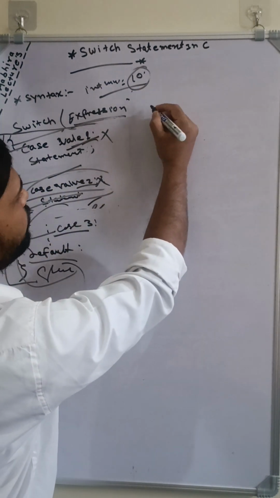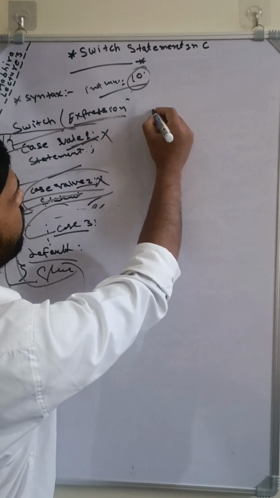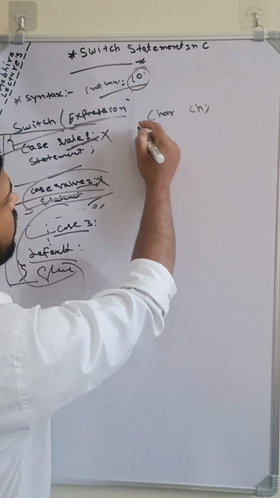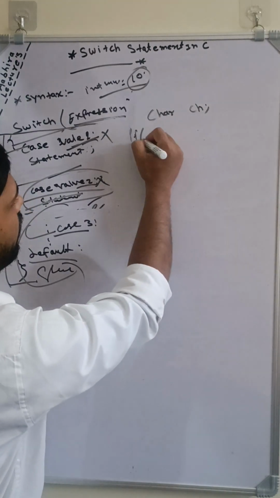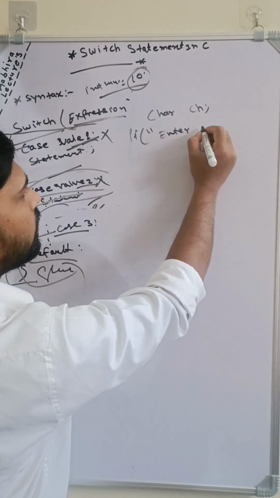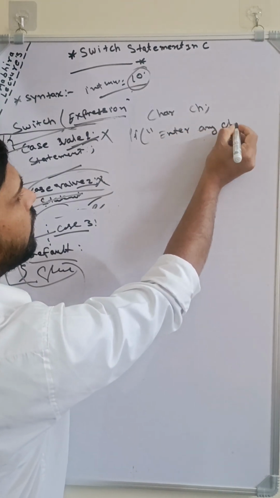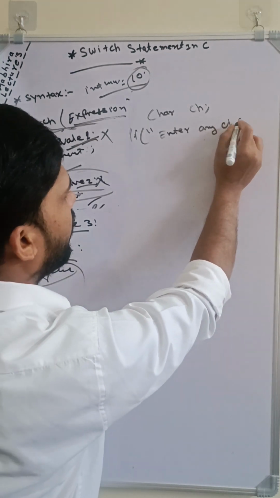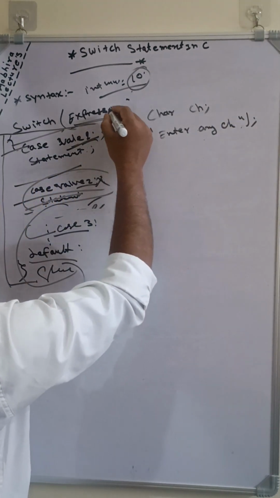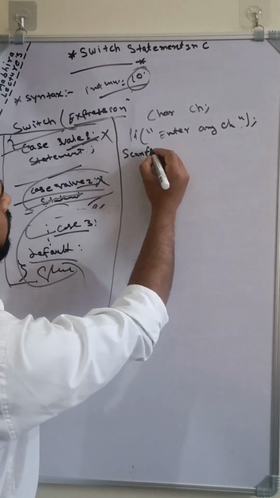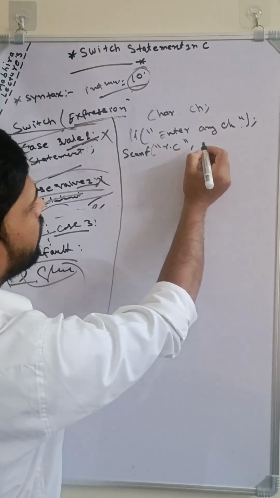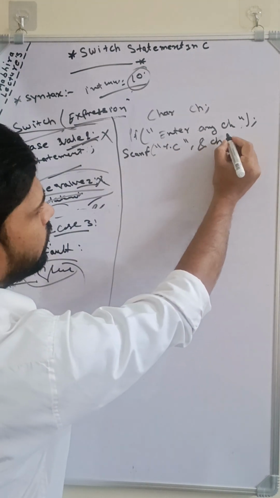Next we will see an example with a character. Take char, with ch as a variable. Then again take input from the user: enter any character. Then scanf.